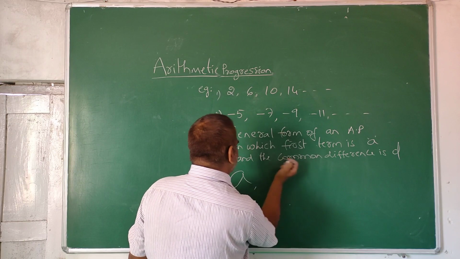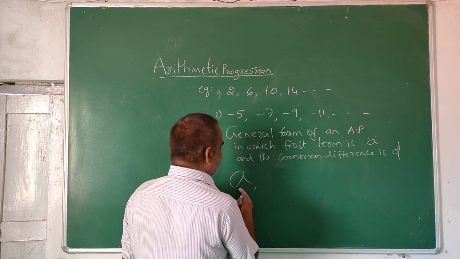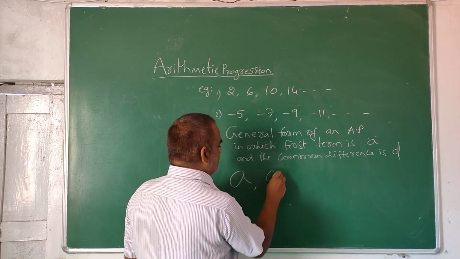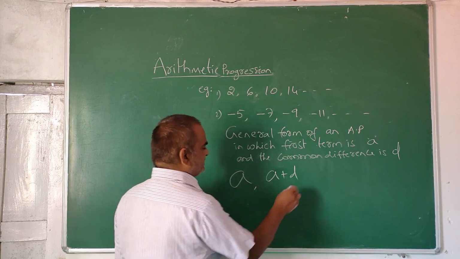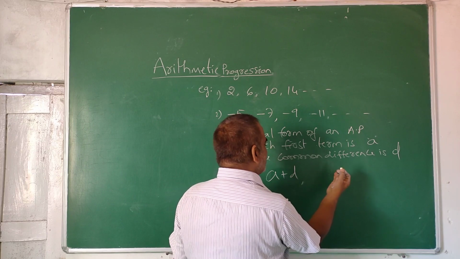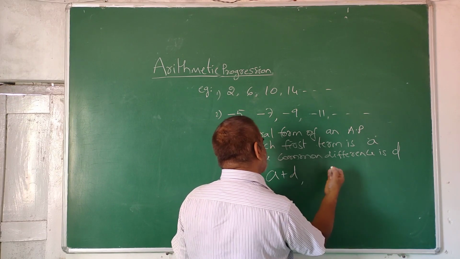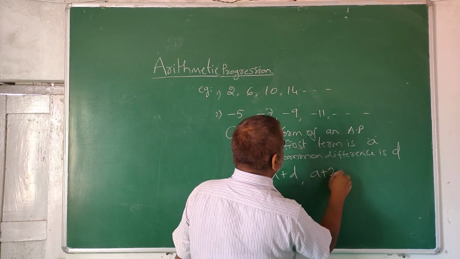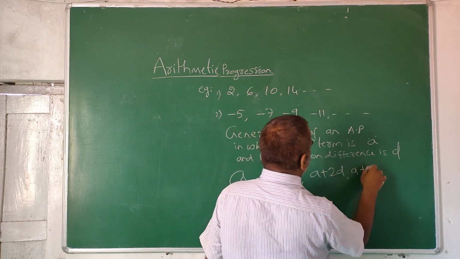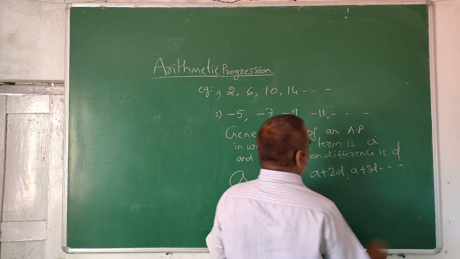So how do you get the second term? By adding common difference to the predecessor. So you have to add D to the predecessor. So you get A plus D. How do you get the third term? Same. You have to add D to its predecessor. So if you add D to A plus D, then you get A plus 2D and A plus 3D and so on. It goes like this.